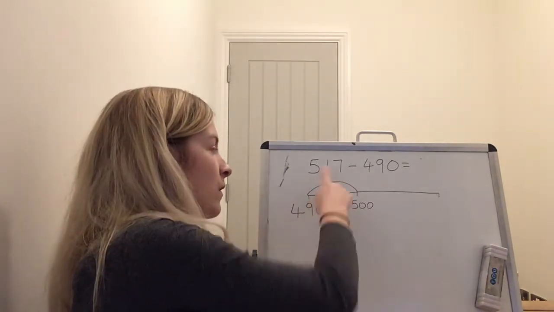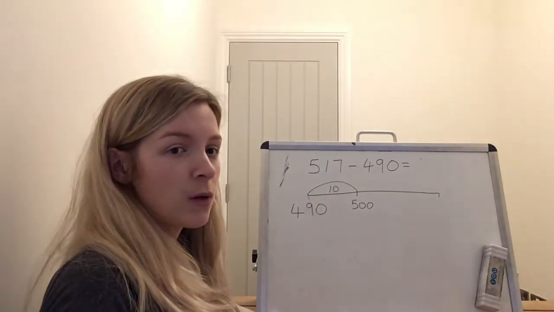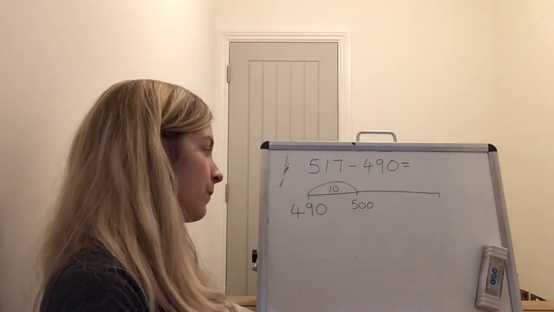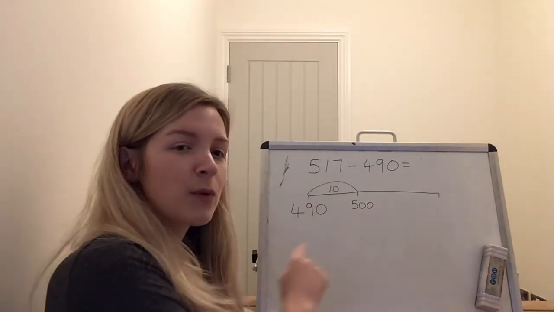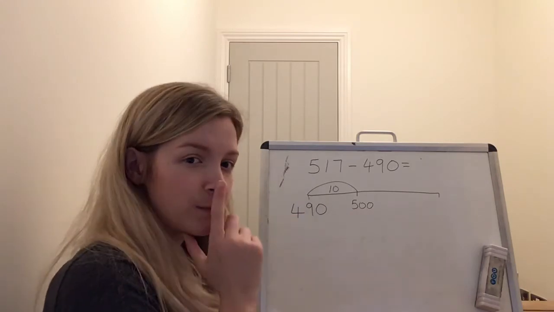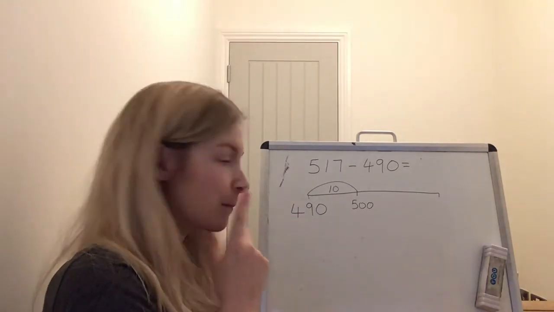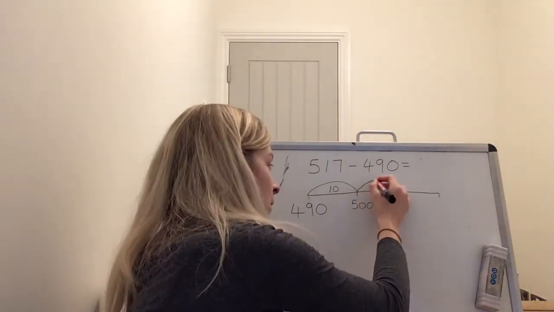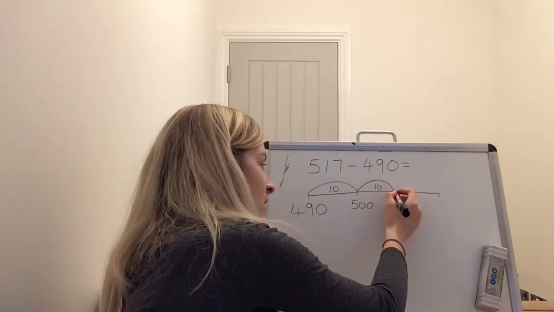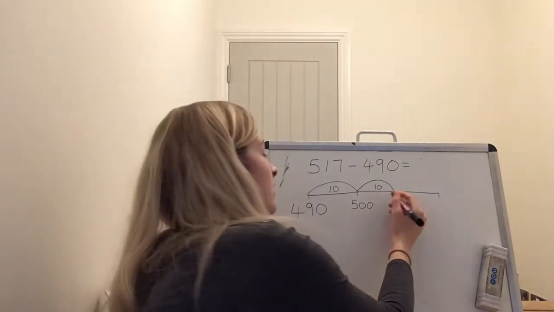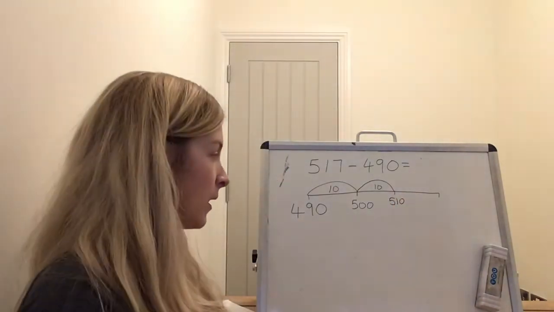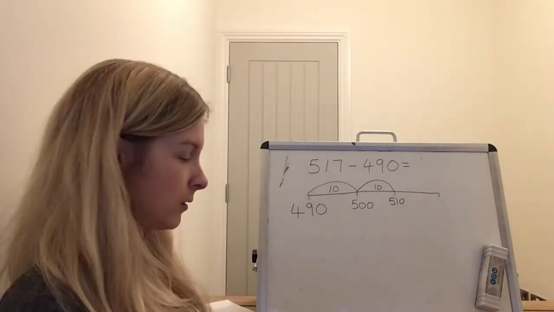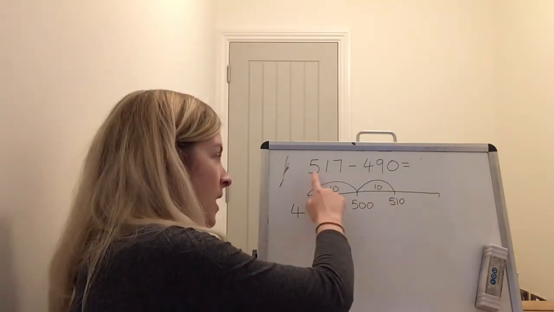We still need to get to 517, so I don't think we're quite done with our jumps yet. So let's jump another multiple of 10. What is the multiple of 10 after 500? What is it? Jumping forward another 10. 510. Well done if that's what you're thinking or writing down. Okay, and now we're at 510.